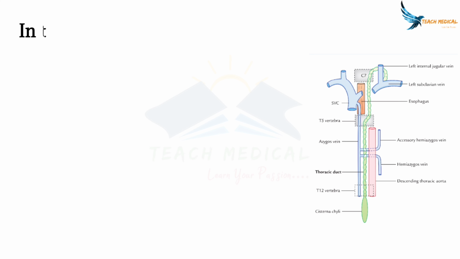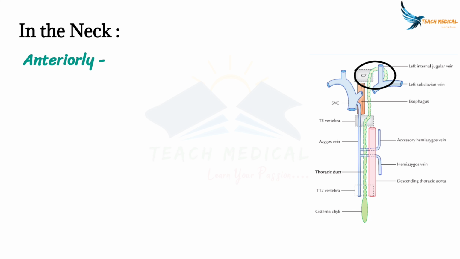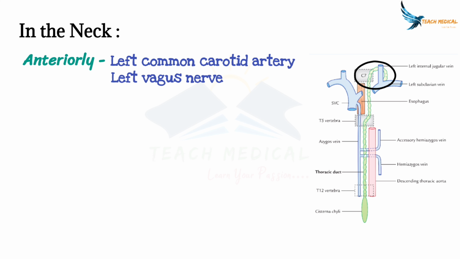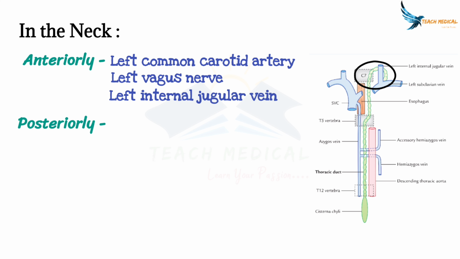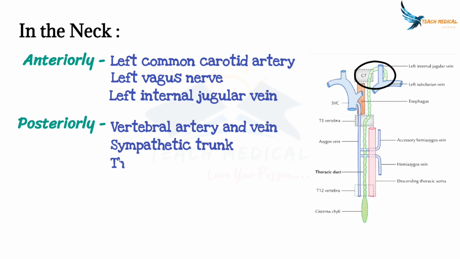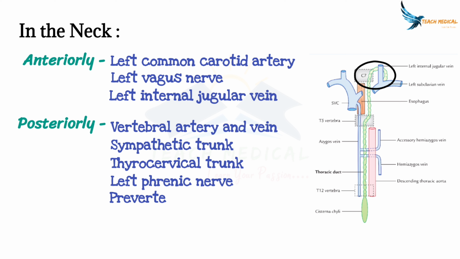D. In the neck. The thoracic duct forms an arch above the clavicle. The arch has the following relations. Anteriorly related to left common carotid, left vagus, left internal jugular. Posteriorly related to vertebral artery and vein, sympathetic trunk, thyrocervical trunk, left phrenic nerve, prevertebral fascia, and left subclavian artery.